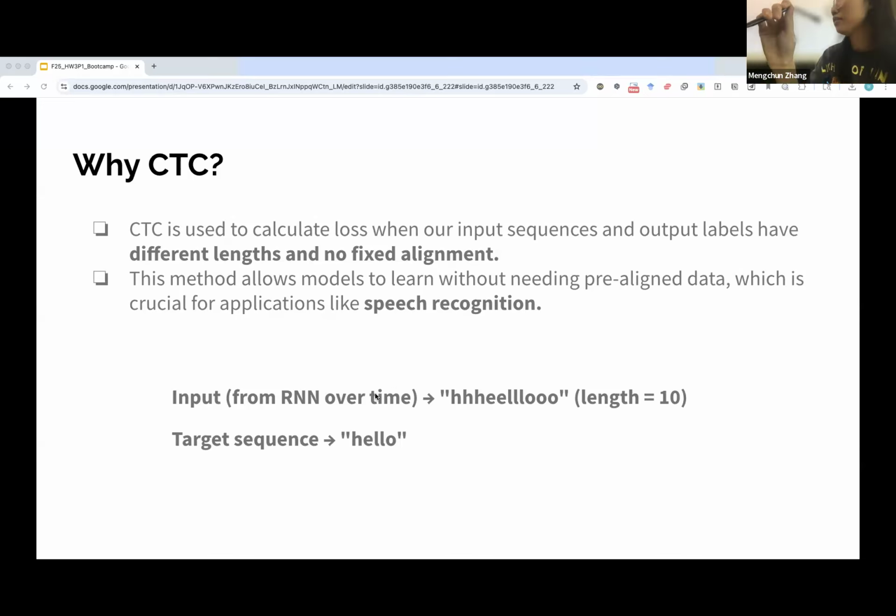Okay, so for example, the audio across time is like this first line, "hello." It has a length of 10. But our target sequence, "hello," only has a length of 5. So you can see that the input sequence is much longer than the target sequence. This is where CTC can help your model learn. CTC can help your model automatically find the best alignment between your longer input and your shorter target sequence. I will explain how it works later. And in this way, you do not need to label step by step by hand.